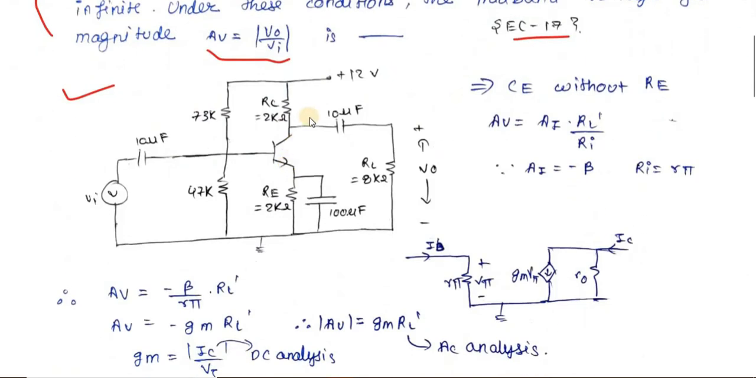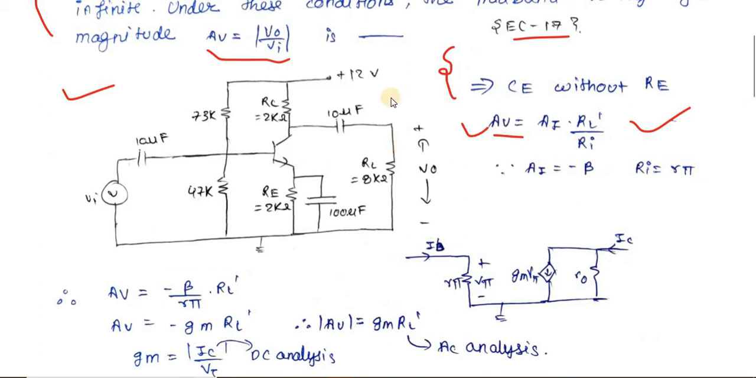So let's start with the procedure that we have to follow. For this type of sum we need to be aware of only two formulas. The first formula is this one: the voltage gain is AI into RL dash by Ri for CE without RE. And the second is the relation between beta, R pi and GM. We will see all this in detail as we solve this sum.